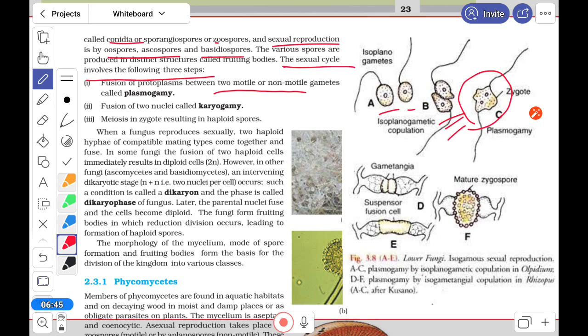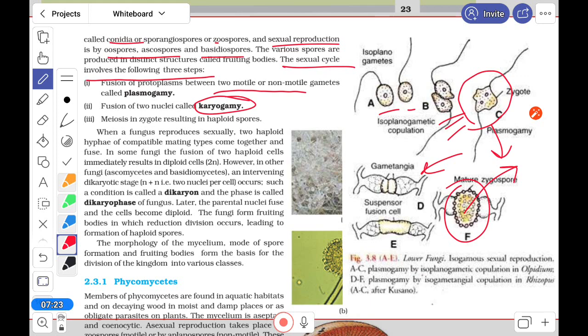In stage C, we can see that in one cell there are 2 nuclei, still not fused together. When these 2 fuse together, it is karyogamy. Karyogamy means the fusion of the 2 nuclei. If we make the next stage of it, it will be like that. Next, from the gametangia, the zoospore will form, and from that the new plant will form.